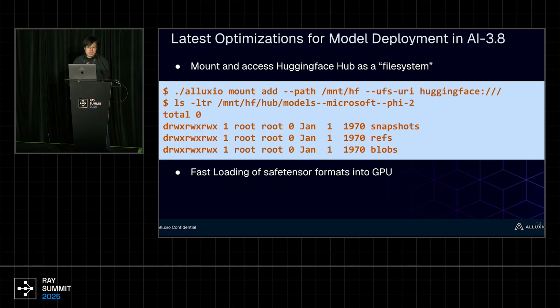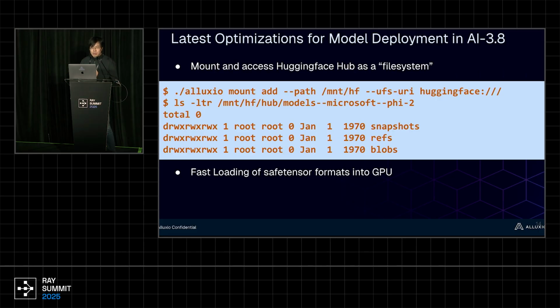Yeah, I want to share something fun we're doing recently. One is we are integrating with Hugging Face. So if you have Ray applications or something else, you can just use Alluxio and mount the Hugging Face model hub as a file system. And after running the first command, you can directly go and get these models, just like they are sitting in your Linux folder locally.